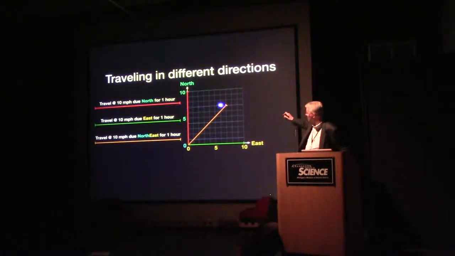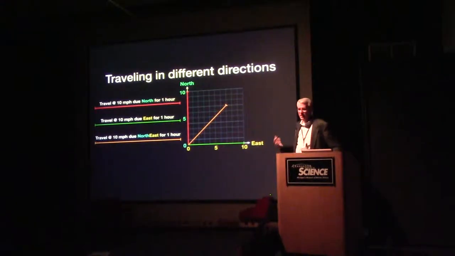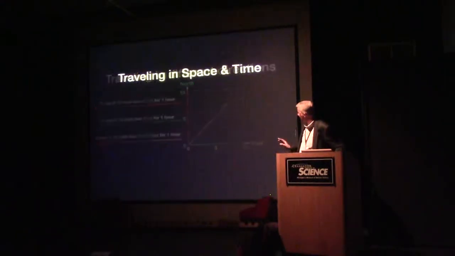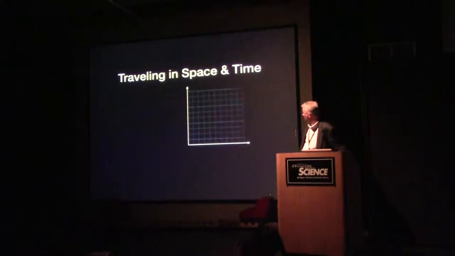So it's about 7 miles. Technically a little bit more than 7 miles, not by much, but a little over 7 miles north, also a little more than 7 miles east after traveling diagonally for an hour. So keep that in mind. All right, so now we're gonna do it again, but we're gonna change the labels.